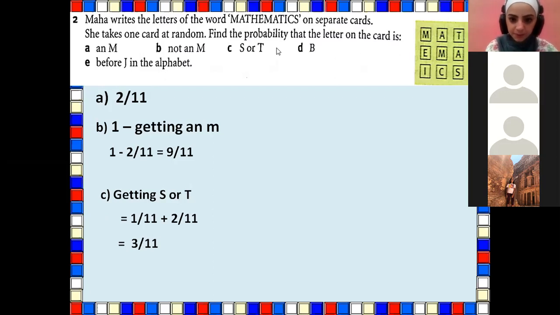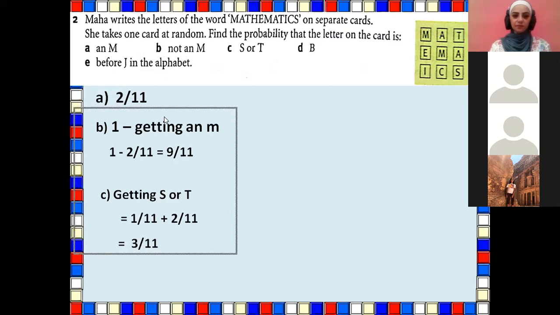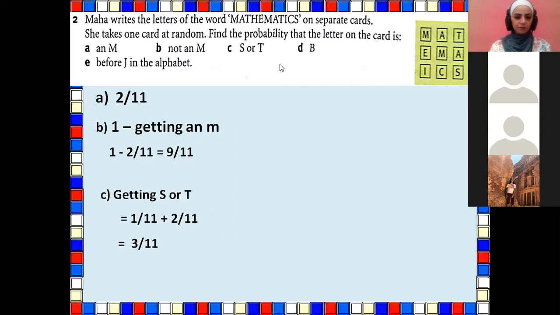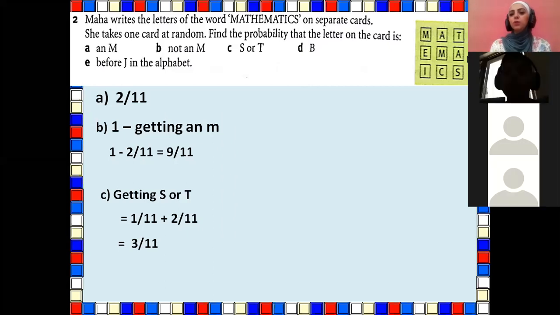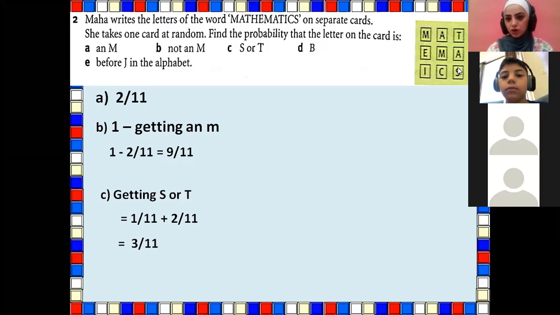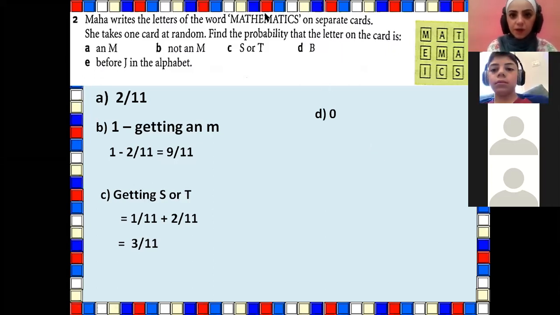Muhammad Haddad. Yes, teacher. Hi. D, getting a B. Yes, Muhammad. Where did you go? Right, let's choose someone else. Kareem again, are you there? Yes, Kareem, 0 out of 11. Excellent. Yes, in the word mathematics, there isn't any B letter. So it's 0, or 0 out of 11, or 0%. Okay, so 0 is enough.